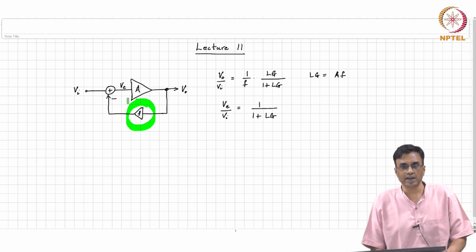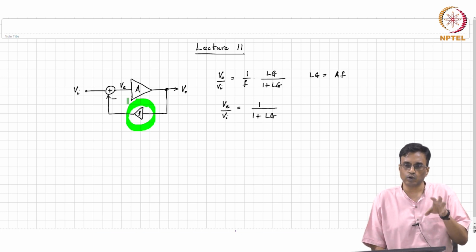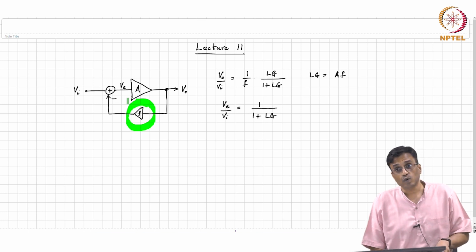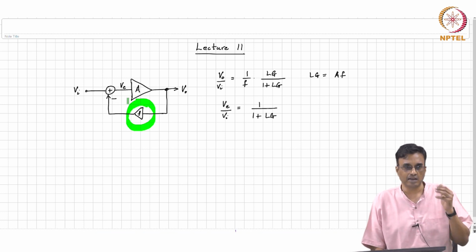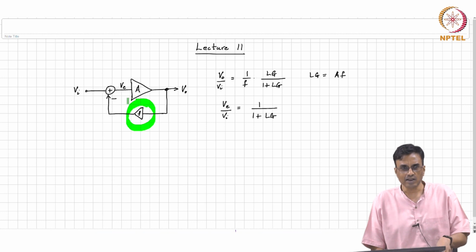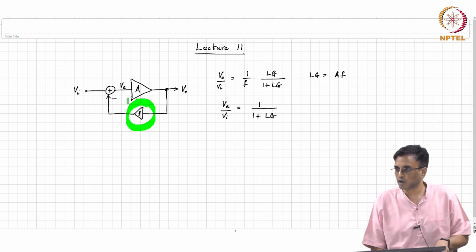For example, if the loop gain is 1000, what is the closed loop gain? It is 1 over f times 1000 by 1001, which is 1 over f times 0.999. Now, let us say the loop gain for some reason went down from 1000 to 500. That is either a 50% change if you want to be conservative, or it is a 100% change if you use a different denominator.